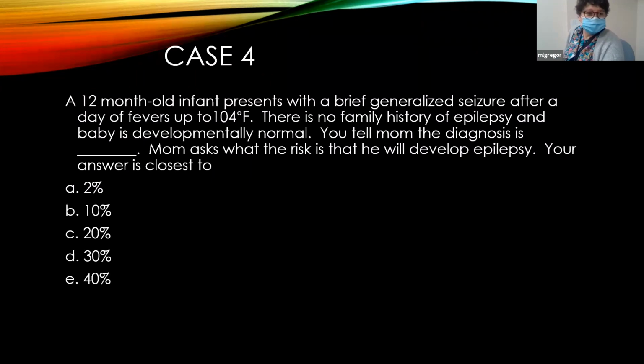So I'm going to just go over febrile seizures because I feel like we never touch on that, and they do love to test on it. So you have a 12-month-old that comes in previously healthy, has a brief generalized seizure after a day of fever up to 104, no family history of epilepsy, baby's developmentally normal. You tell mom the diagnosis is blank, and then mom asks, well, what's the risk that he will develop epilepsy later on? What's your answer closest to?